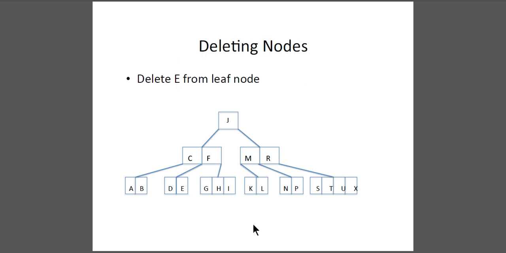Suppose you want to delete the value E. So E is deleted here, right? Deleting from the leaf node is very easy. So you can see E is deleted here directly. Or borrow from a neighbor.